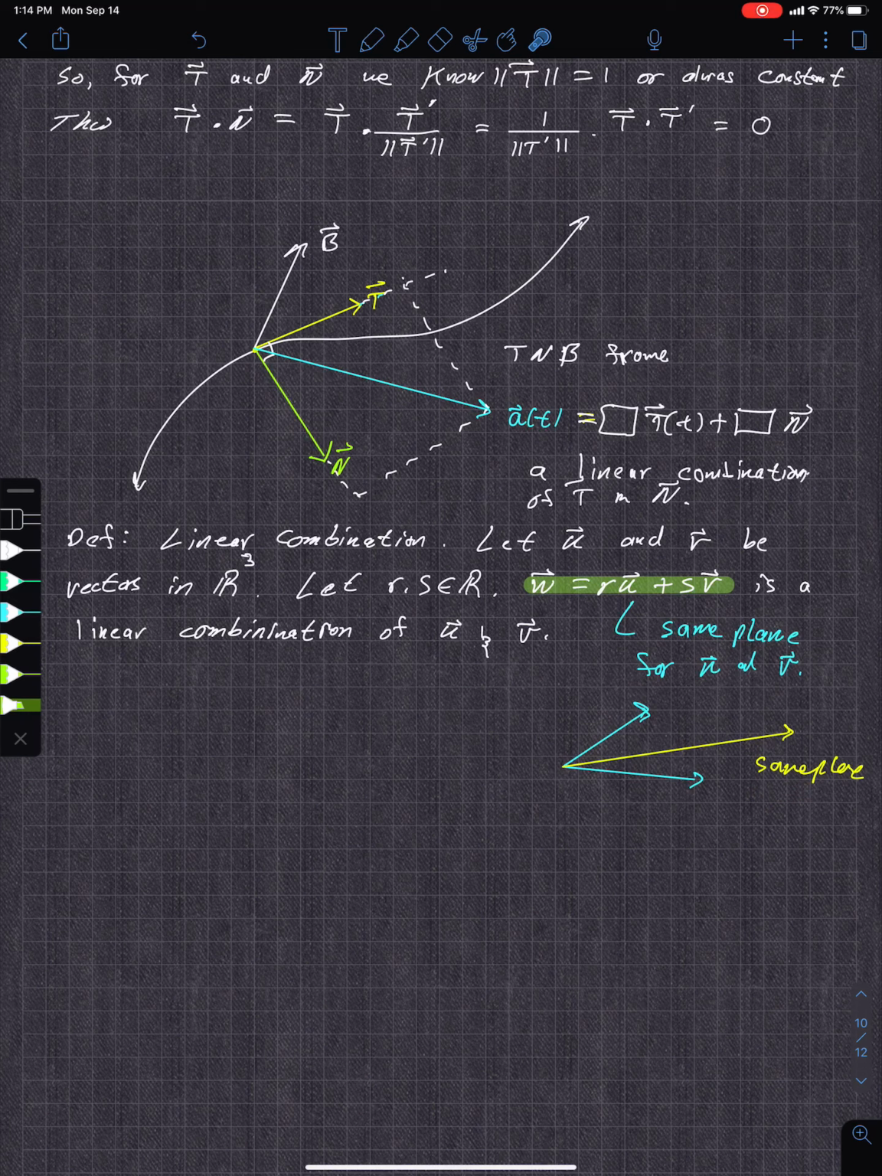There's a theorem that we will show, and I'll go ahead and do this in another video to break it up a little bit. We're going to show that A of t lies in the same plane as t and n, and we will do that by showing that A can be written as a linear combination of t and n, always.